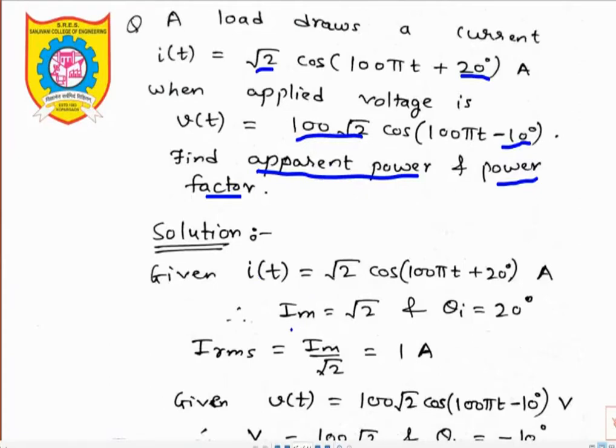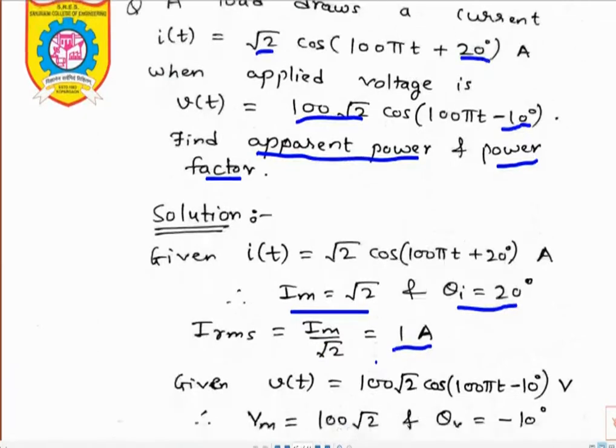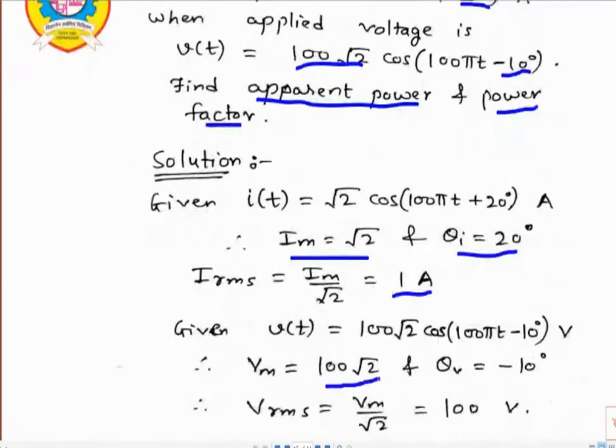Okay, so I have written Im as root 2, theta is 20 degree. Then we know the relation between RMS value and peak value. IRMS equal to Im by root 2. Im is root 2, so root 2 upon root 2, IRMS comes out as 1 ampere. Then VRMS, Vm is 100 root 2, so VRMS equal to Vm divided by root 2. That means 100 root 2 divided by root 2, root 2 cancel out. So RMS value of voltage is 100 volt.